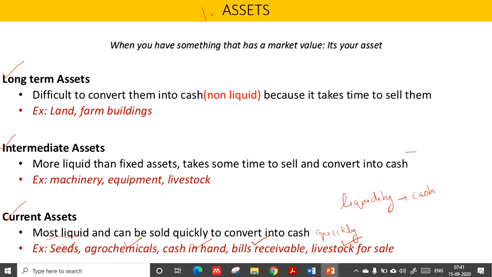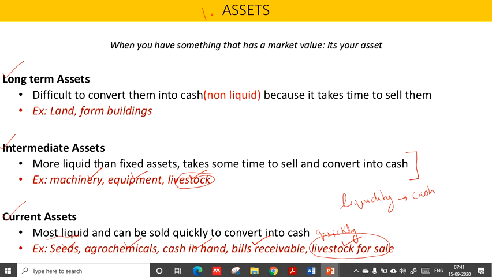Second come intermediate assets. As you can understand, intermediate means they take an intermediate amount of time. If you want to sell them, they will not sell very easily, but may take 15 days or a month to get converted into cash. Examples are machinery and equipment of any type, and livestock. This is livestock not meant for sale purposes, but you are selling it because you want to convert it into cash, as you are in desperate need of money.